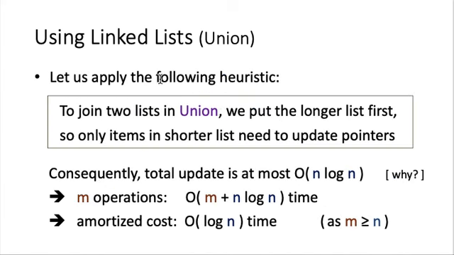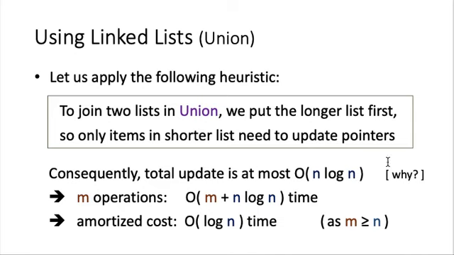Now, let us consider the following heuristic to perform the union operation. When we perform union of two lists, we shall put the longer list first. That will be very helpful because only items in the shorter list will need to update the head pointers. Using this scenario, we claim that the total update time is at most order of n log n for the union operations.